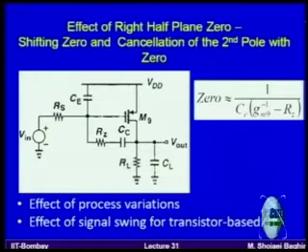Yes, you will have a third pole also. The question is that if CC is not very small, what will be the effect of adding RZ? Because it will shift the zero to the left, which is in favor of what we want. But then it will add one more pole. And that pole, if it is a function of CC, may actually become low. That is a good question.